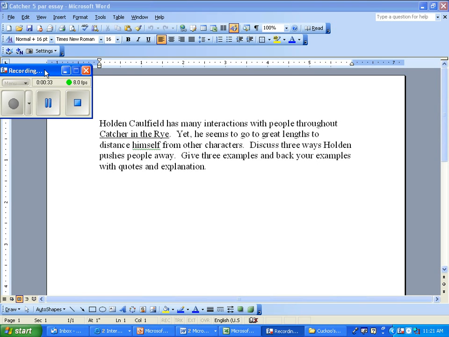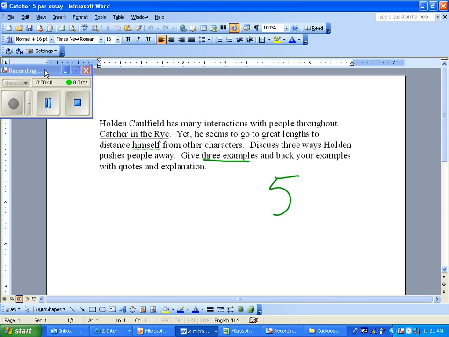Okay, first of all, it's going to be a 5-paragraph essay. 1 introductory paragraph, 3 body paragraphs, and a conclusion. Another thing you need to know is, again, 3 examples. And I say 3 examples because I want you to put 1 example per paragraph in your paper. Don't just give an example. Explain your example and have a quote to support it.